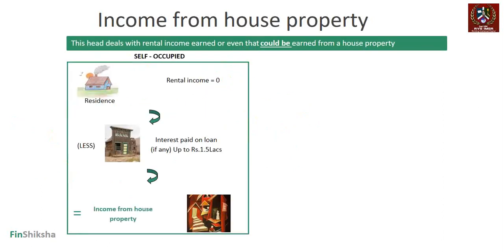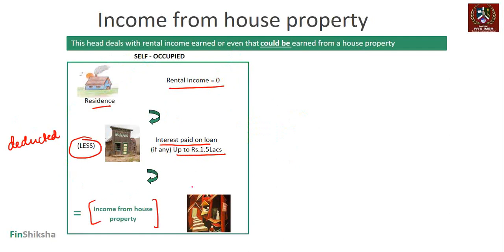Let's take the first case where someone stays in the home, which basically means it's self-occupied. So you buy a residence, you are staying in it, which means rental income is zero. So there is no income from this house because you're already staying in it, right? Now, any interest that you have paid on the loan up to rupees 1.5 lakhs can be deducted, can be reduced from your overall income, and that's your income from house property, right? So effectively, your rental income is zero.